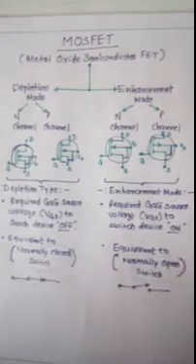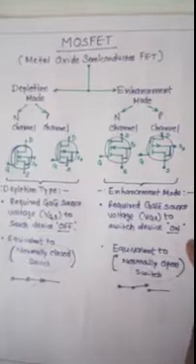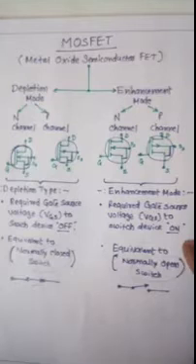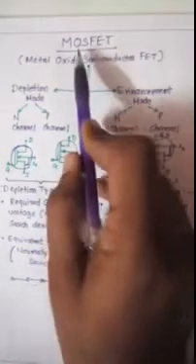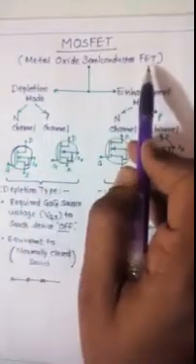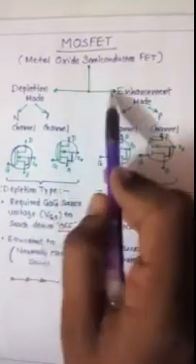Dear students, today we are going to discuss the MOSFET, depletion MOSFET. In the previous video we discussed the FET. Basically, FET has two parts: one is the JFET and the other is the MOSFET, or insulated gate field effect transistor. MOSFET is the metal oxide semiconductor field effect transistor, and it has basically two types: one is the depletion mode and the other is the enhancement mode.